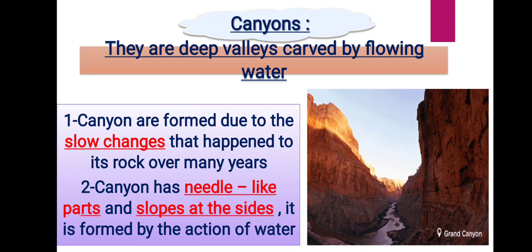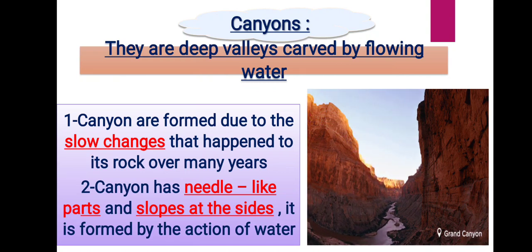Is the canyon considered a slow change or a faster change? It's a slow change, because the canyon is a deep valley, but after many years the valley becomes very deep and it will be a canyon. So the canyon takes many years to be formed. So the canyon is considered a slow change, because it takes many years to be formed.